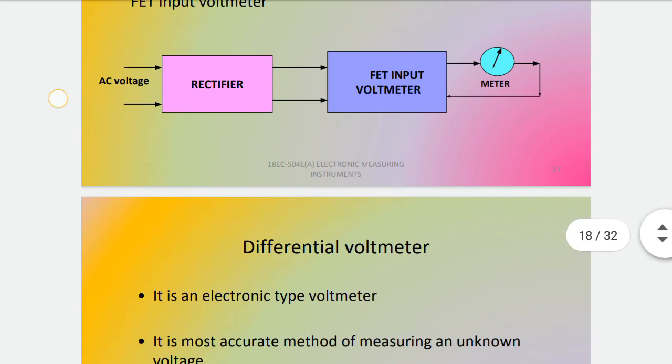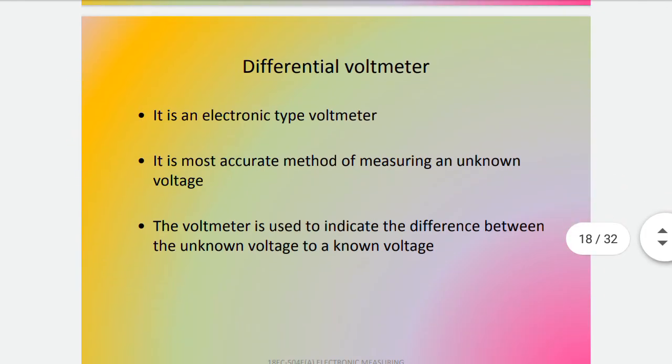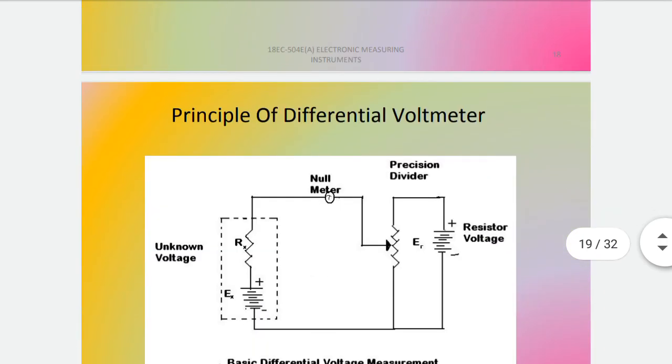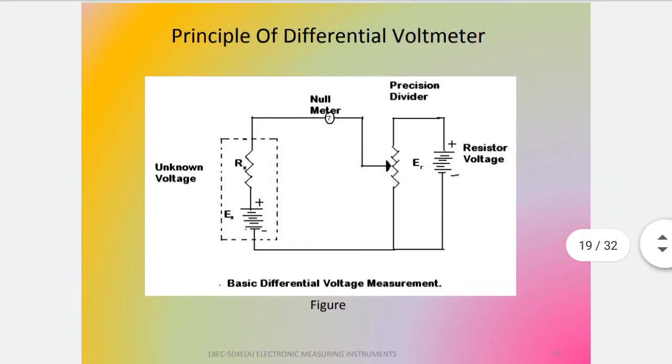Now coming to the differential voltmeter. As the name suggests, this voltmeter indicates the difference between known and unknown voltages. A differential voltmeter works on the principle of comparison of an unknown voltage with a known voltage. This is one of the most common and accurate methods of measuring unknown voltages. It is an electronic type voltmeter. And coming to the principle of the differential voltmeter, you can see in the figure.